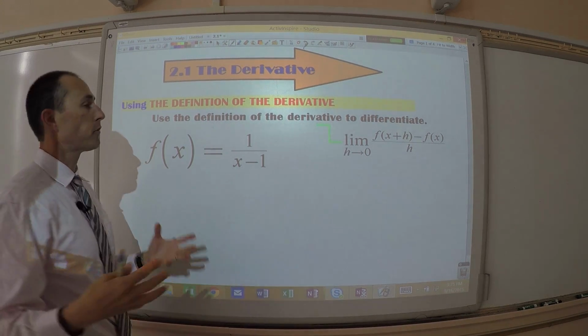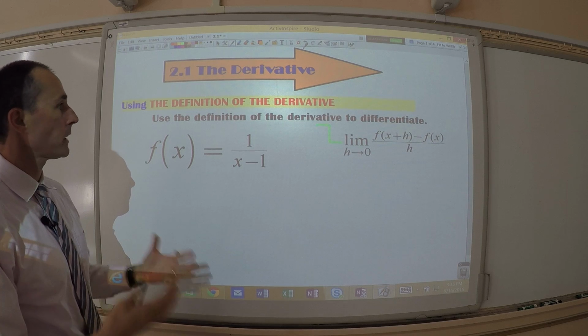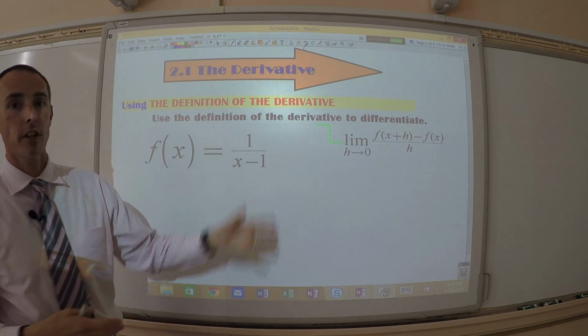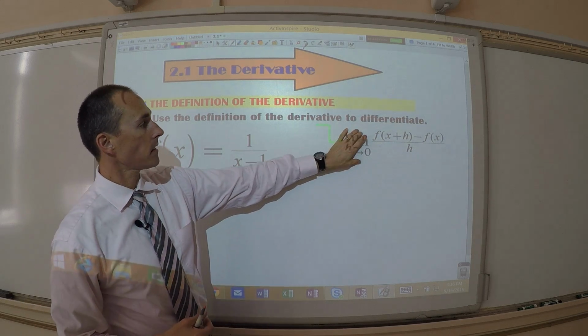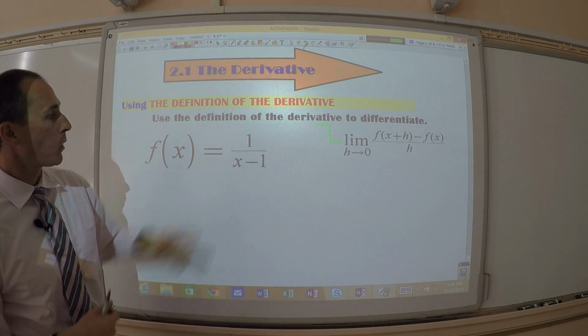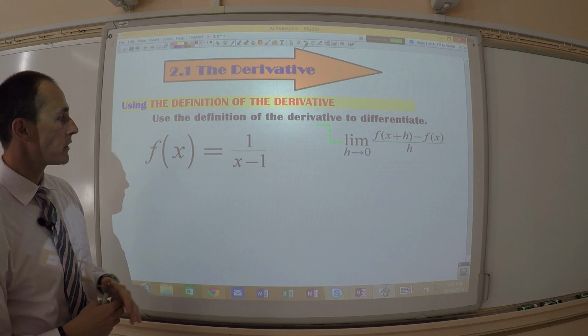Okay, let's do a brief review of the derivative, and there's no better place to start really than using the definition of the derivative, the limit definition. So what we're going to try to do is take this limit definition and execute it with 1 over x minus 1, try and find that derivative.